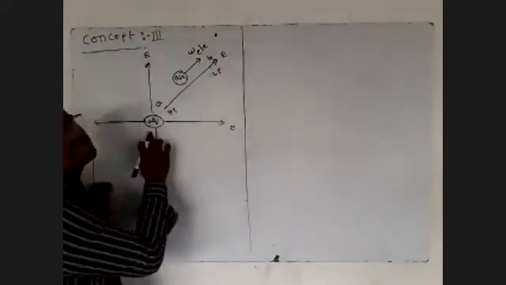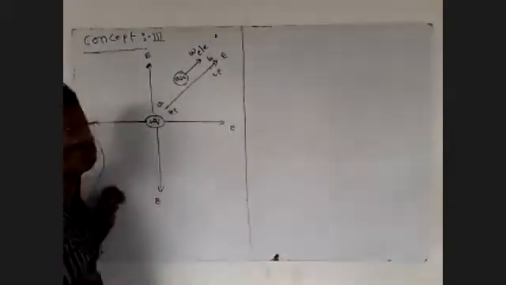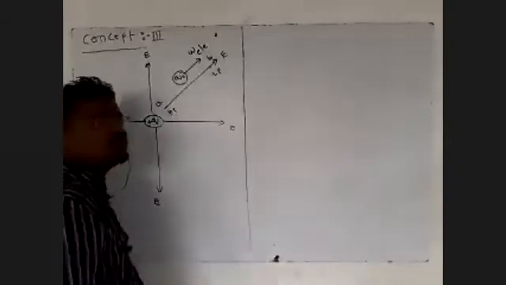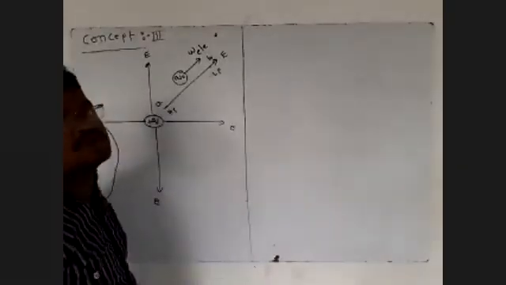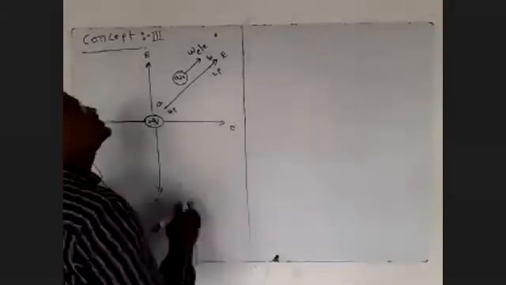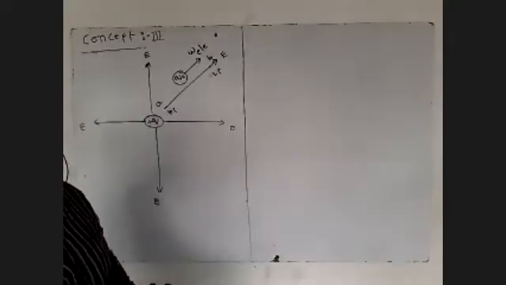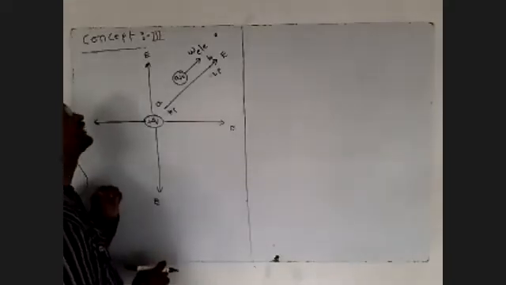This is a positive charge. This positive charge will repel the positive test charge in this direction. This is Q0, a test charge. Q naught moves away from the positive charge by the electric field. This is work done by the electric field.